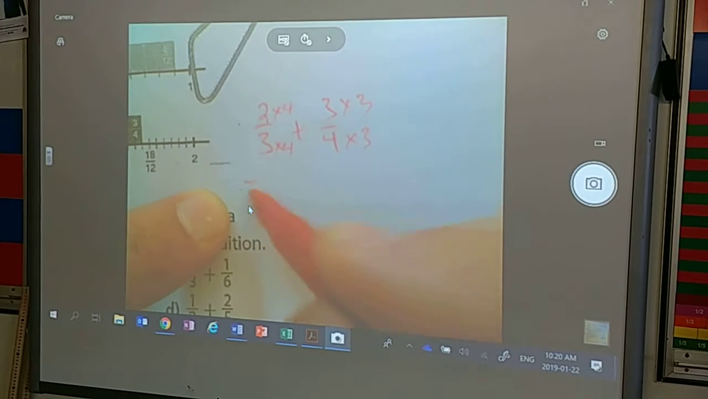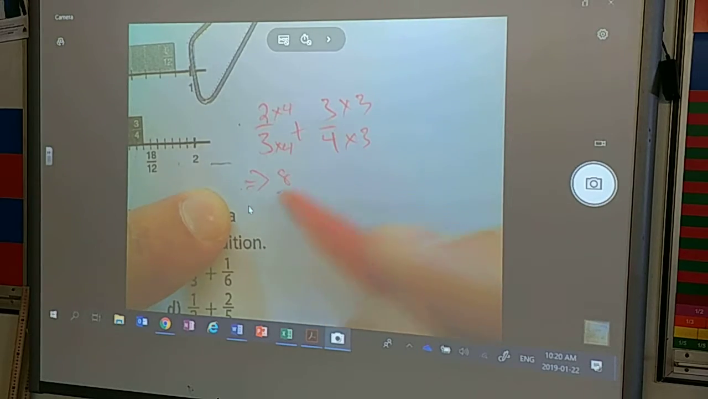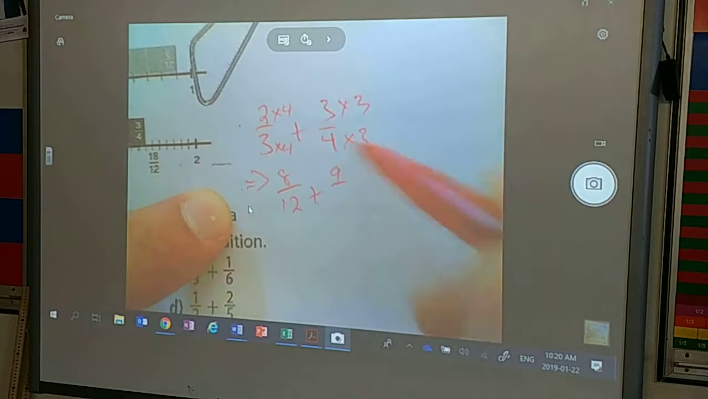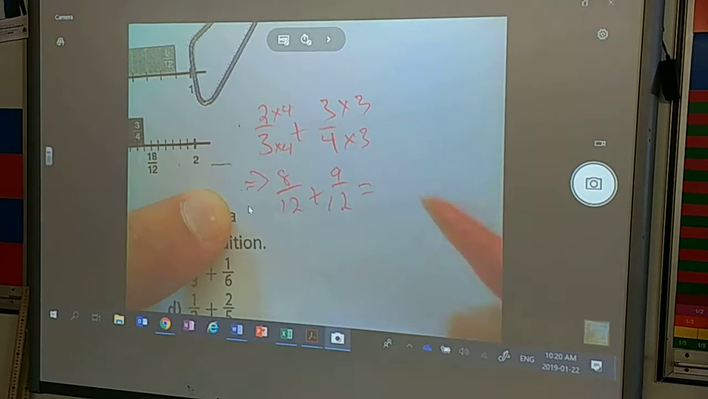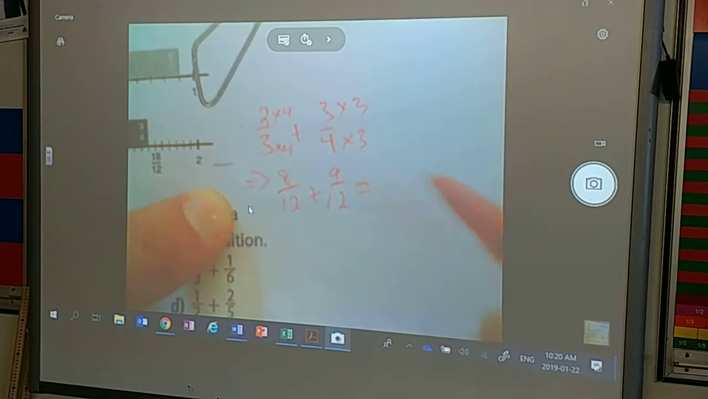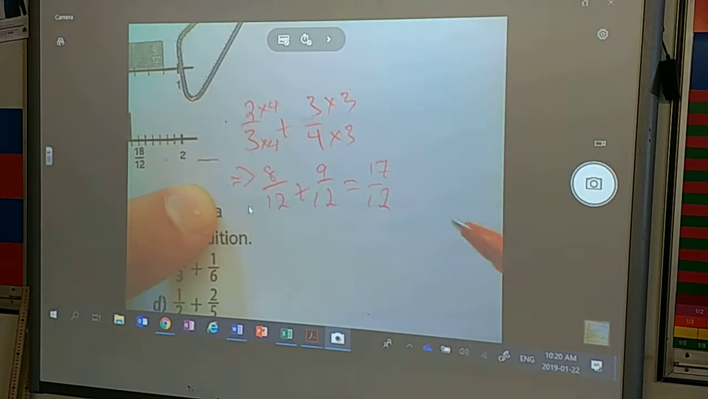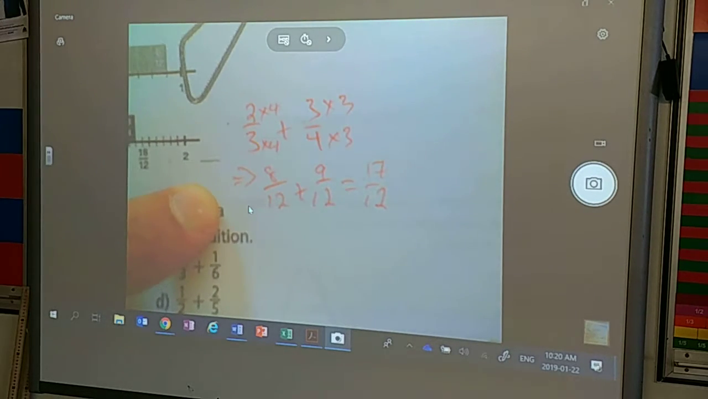So let's rewrite this. 2 times 4 is 8. 3 times 4 is 12. 3 times 3 is 9. 4 times 3 is 12. Now we just add the top. 8 plus 9 is 17 over 12. Wait, is that a proper fraction? No. Do I have more than one? Yeah, I do.